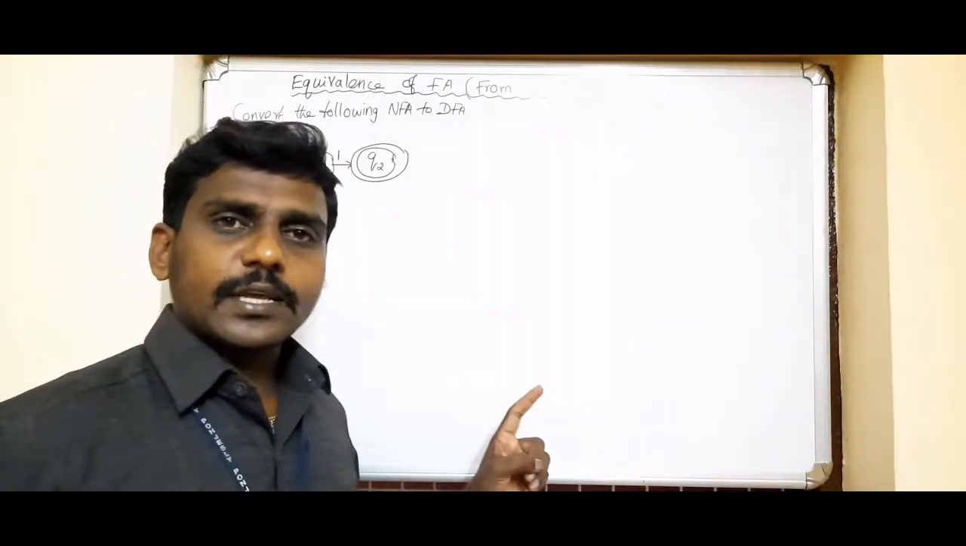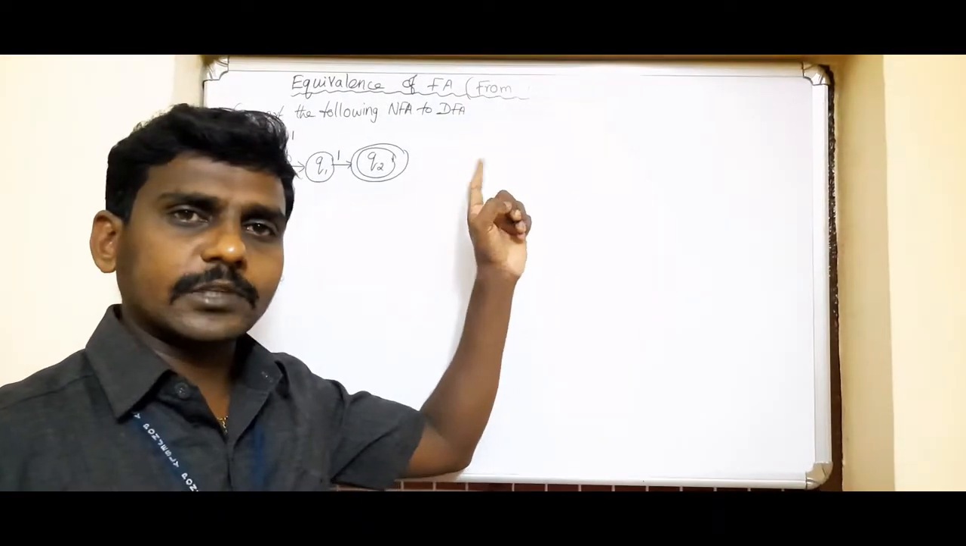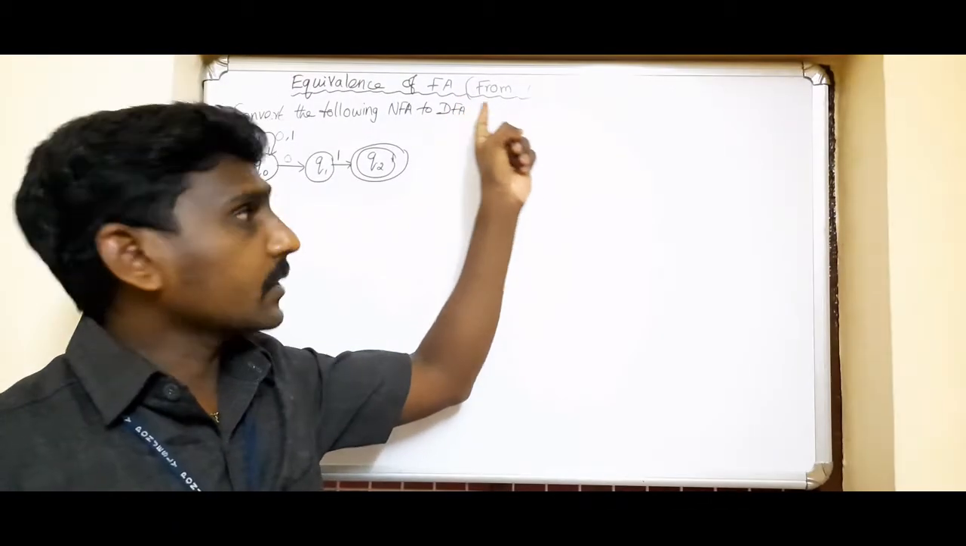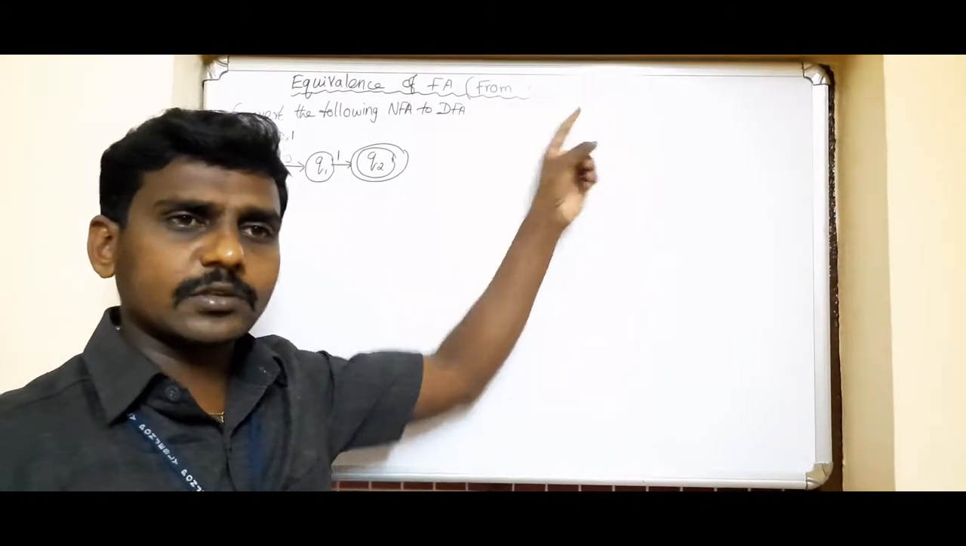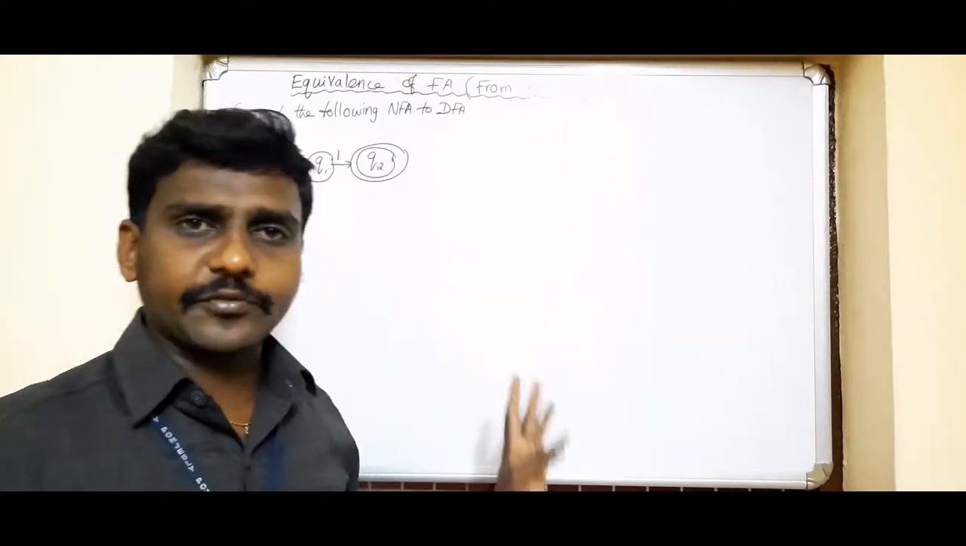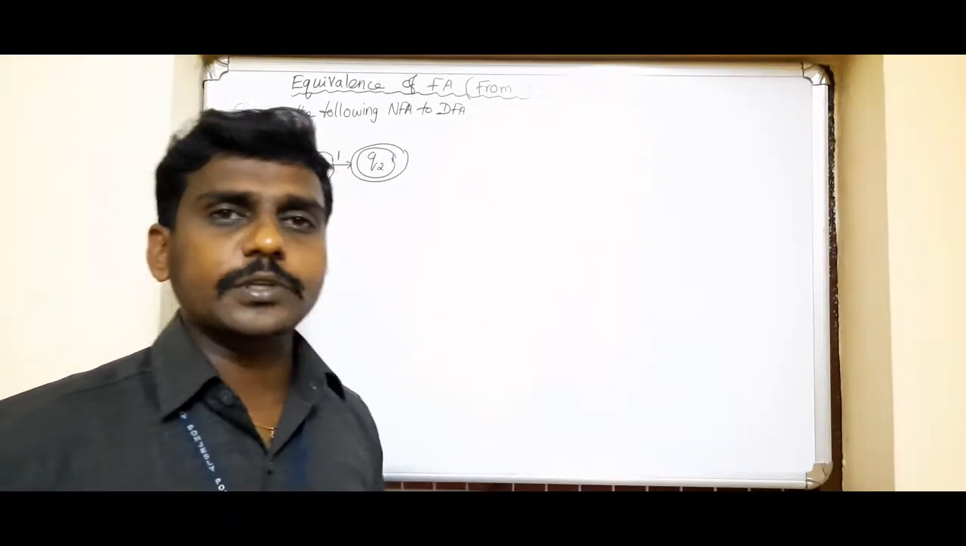So, in this video class, I am going to teach you about NFA to DFA conversion. That is the theorem that deals with the equivalence of finite automata. You have to understand there is no DFA to NFA conversion. The only thing is we can convert from NFA to DFA.